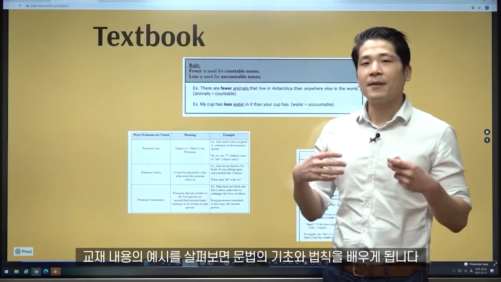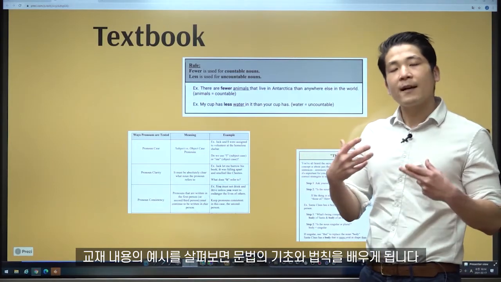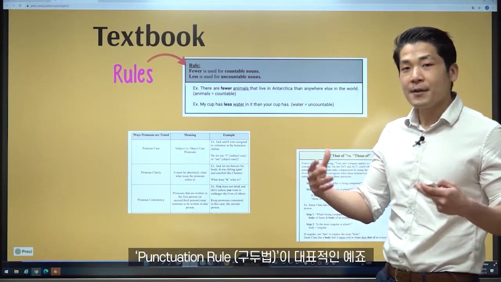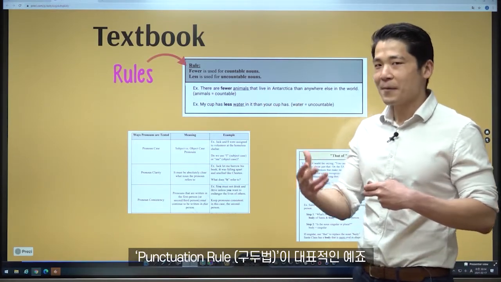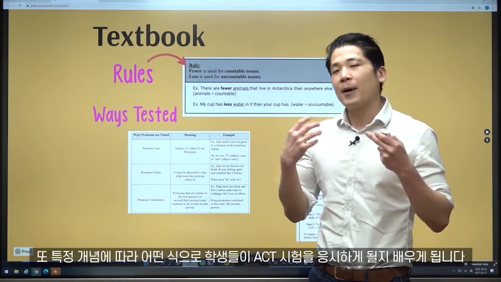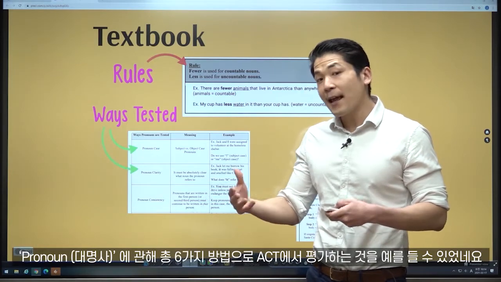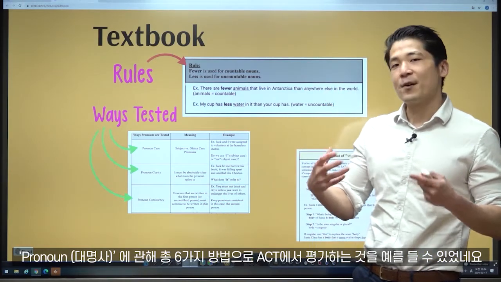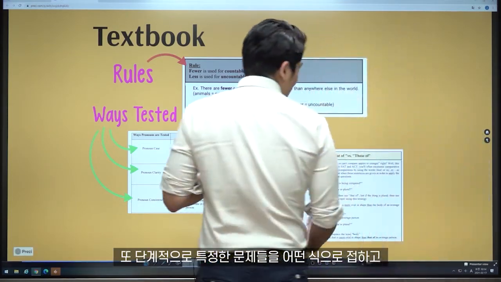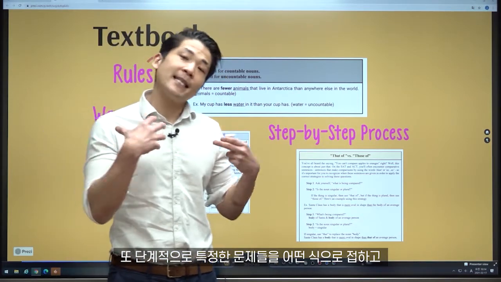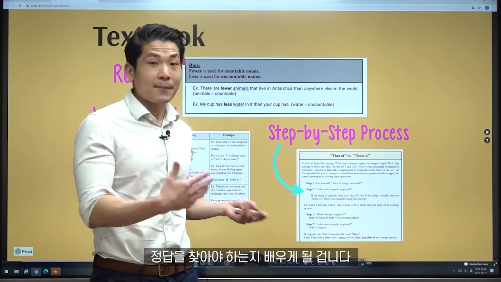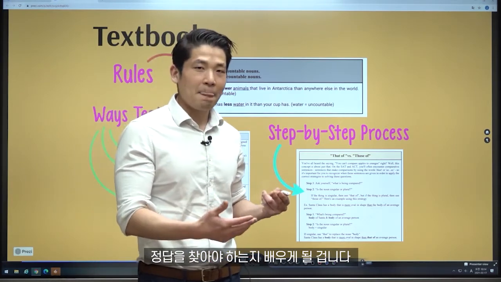An example of how the textbook will look is you'll learn the foundations of English grammar. I'll teach you some of the rules for grammar, for example, punctuation rules, as well as the different ways that the ACT will test you on a particular concept. For pronouns, for example, there are actually 6 different ways that the ACT will test you on pronouns. Cover all of that in your book. Also, you'll learn some of my step-by-step strategies, or step-by-step processes, for how to answer certain types of questions correctly.